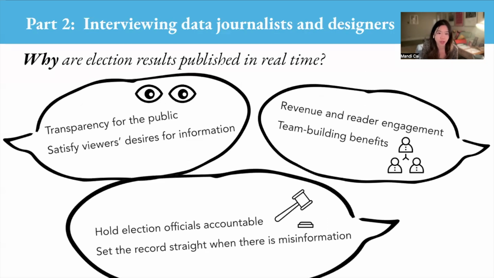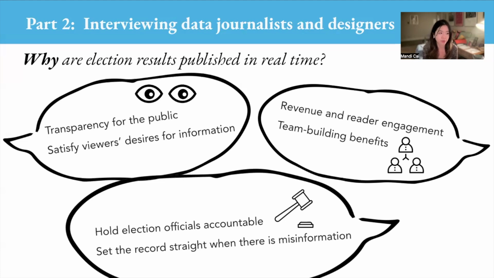The first big question we asked interviewees: why are election results published in real time? We show some reasons here, but there are more in the paper. And we bucket the reasons into a couple of the buckets you see here. The first bucket is the transparency bucket. So election results are published live because it upholds the public's right to see into election processes, and it also satisfies viewers' desires for information.